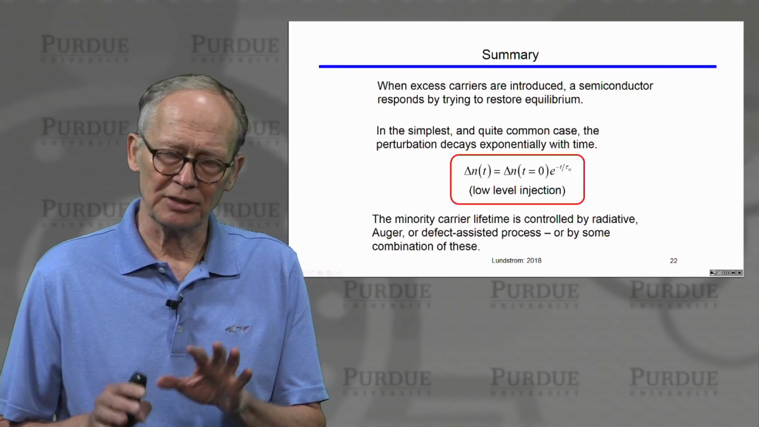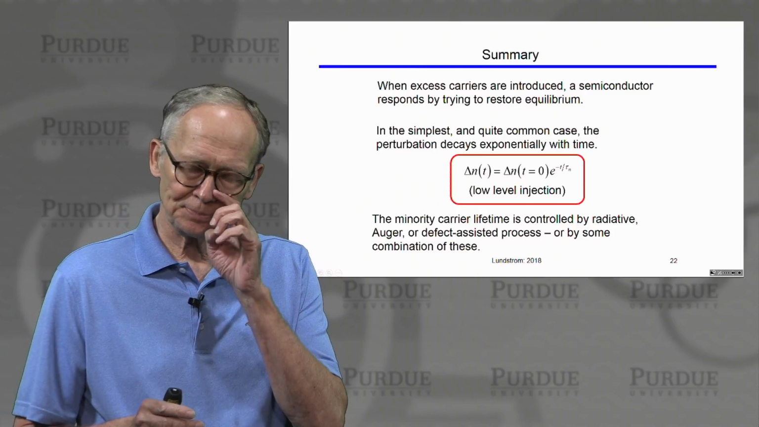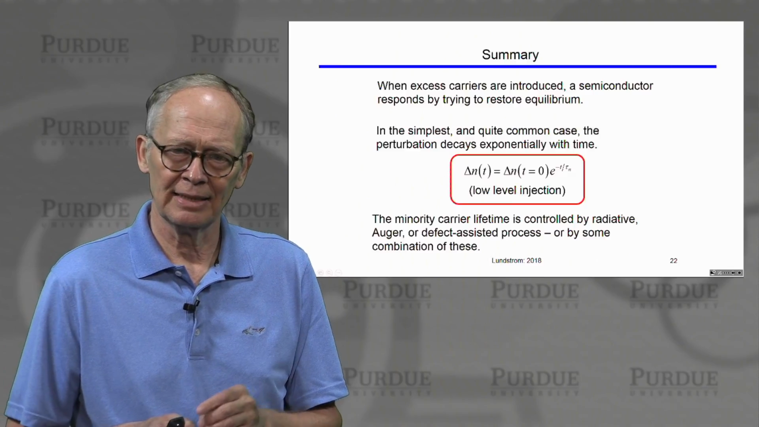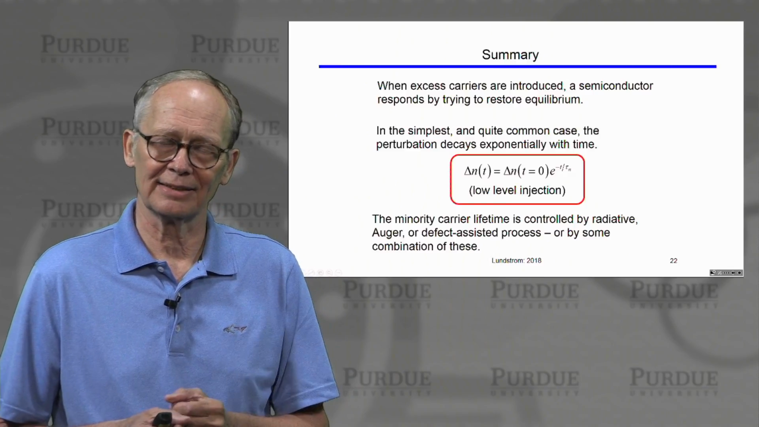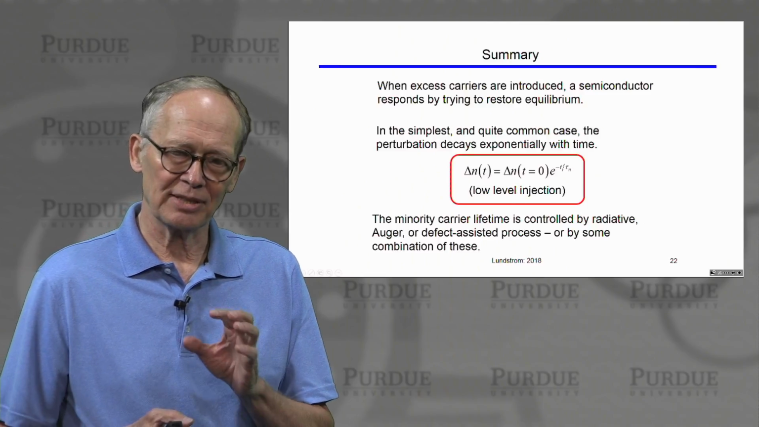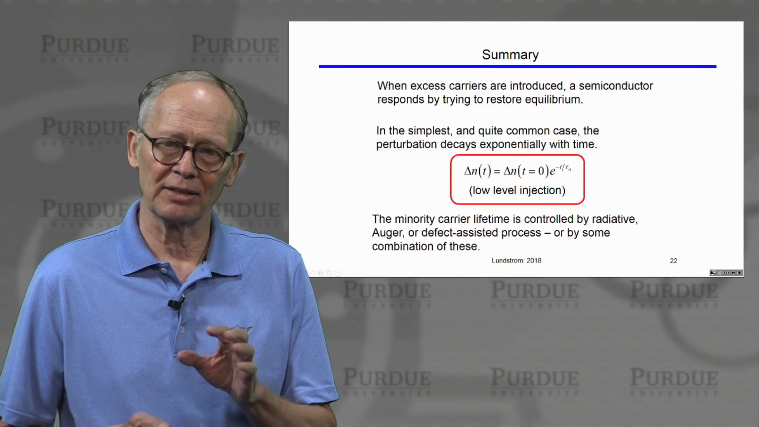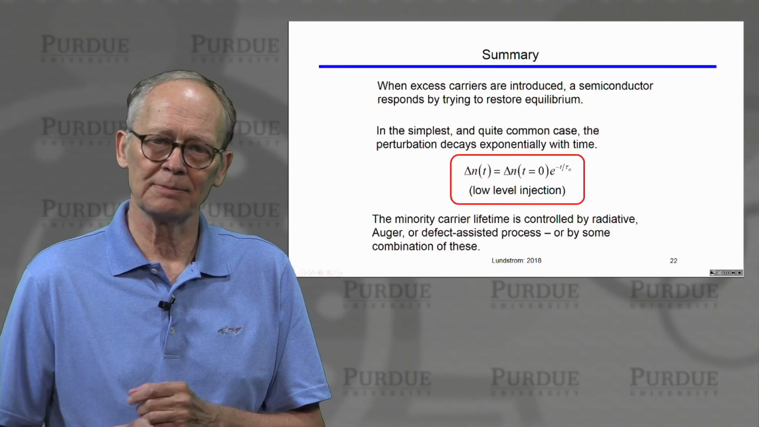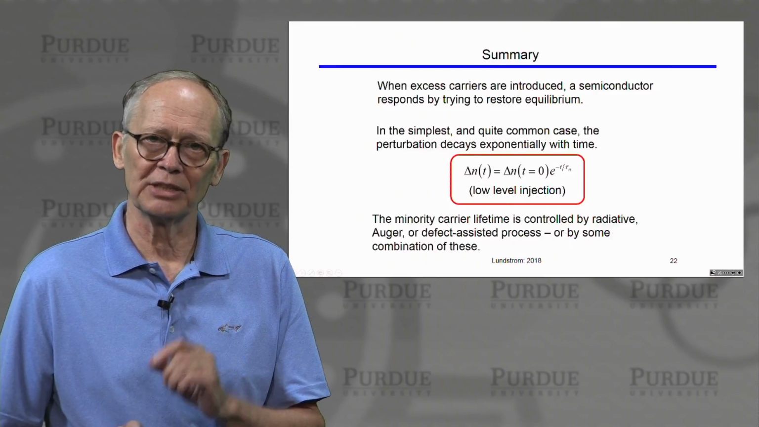Now, in addition to these recombination processes, there are also some explicit generation processes. For example, if we shine light on a semiconductor, we generate electron-hole pairs. The subject of the next lecture, and the final lecture in this unit, is a discussion of generation processes.